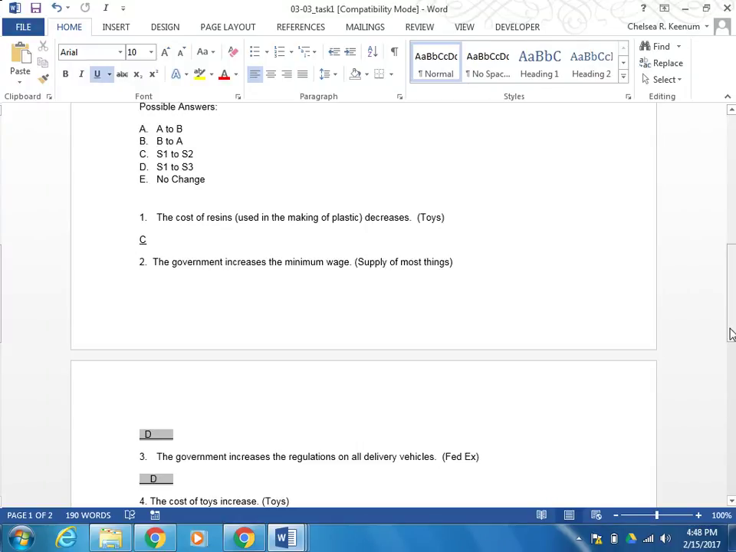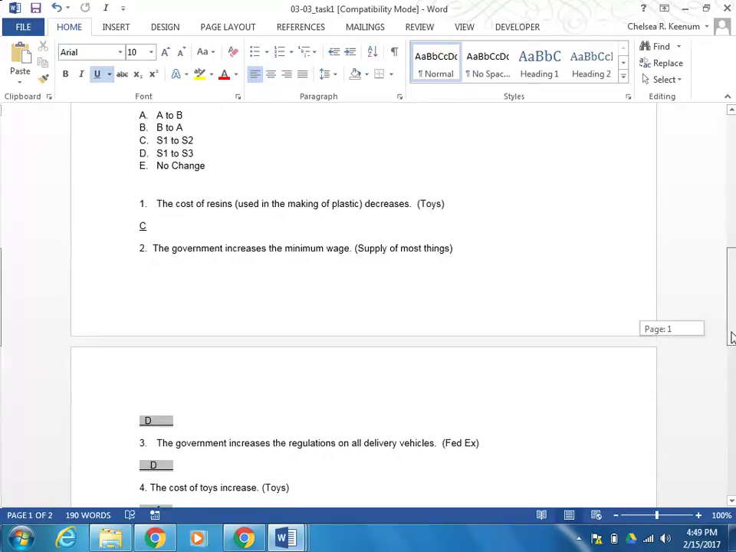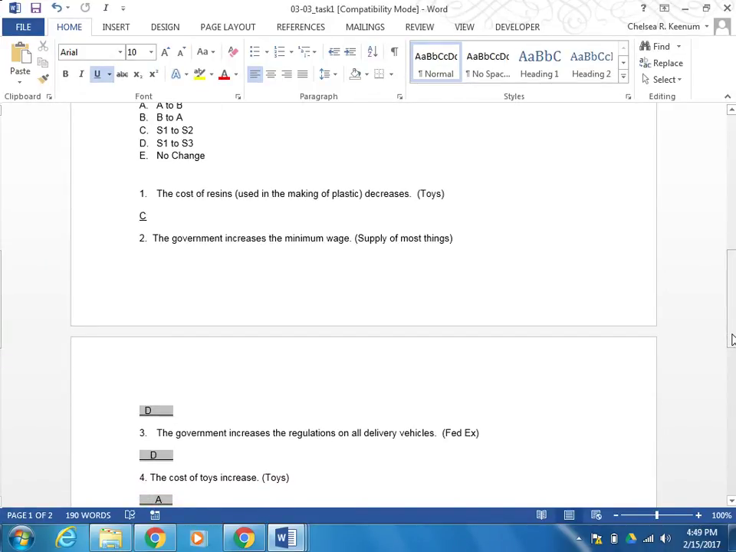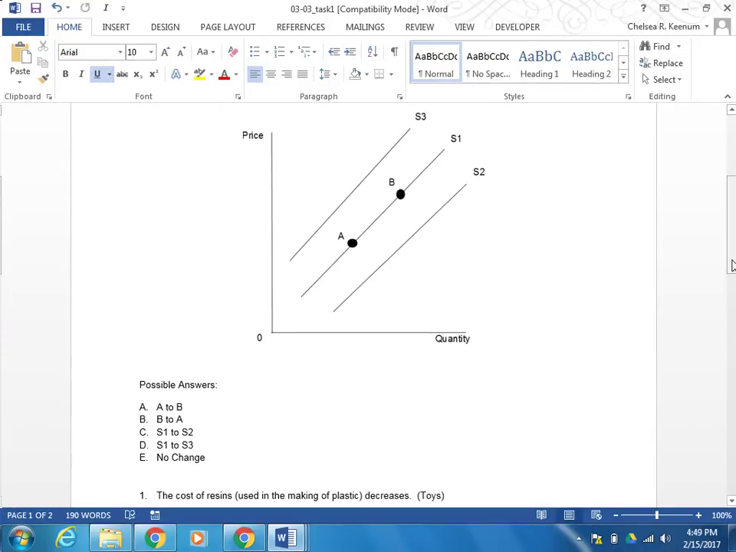The consumers all want to buy the hottest toy for Christmas. So what's going to happen to the hottest toy? That's E. That's no change. It doesn't affect the supply because even though everybody wants that toy, suppliers only have the resources they have to produce the supply they produce.